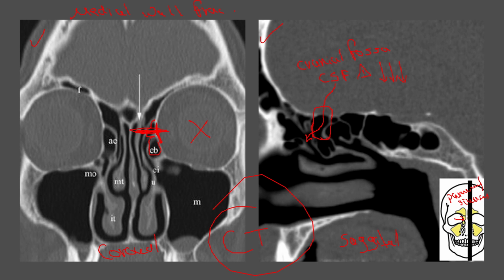And one more thing I want to mention is when this scenario happens, this is called a craniosinus fistula. A craniosinus fistula. And that's pretty much all you need to know as an undergrad medical student in the clinical relations.